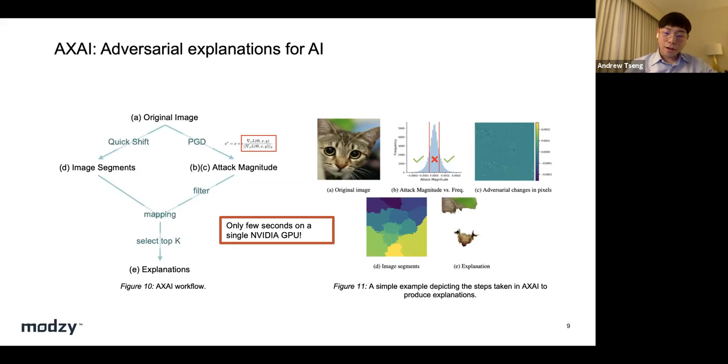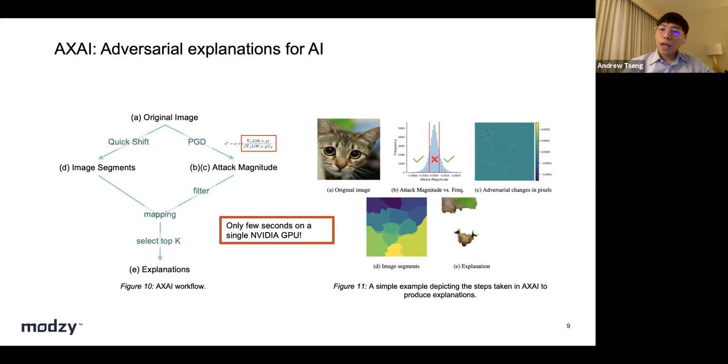So now let's look at figure 11. This is a case of a cat fed into a model called ResNet34. First, we attack the model, and then we extract the attacks. These attacks look like figure 11C. If you see the color bar, those attacks are definitely not human recognizable, but these are the attacks.